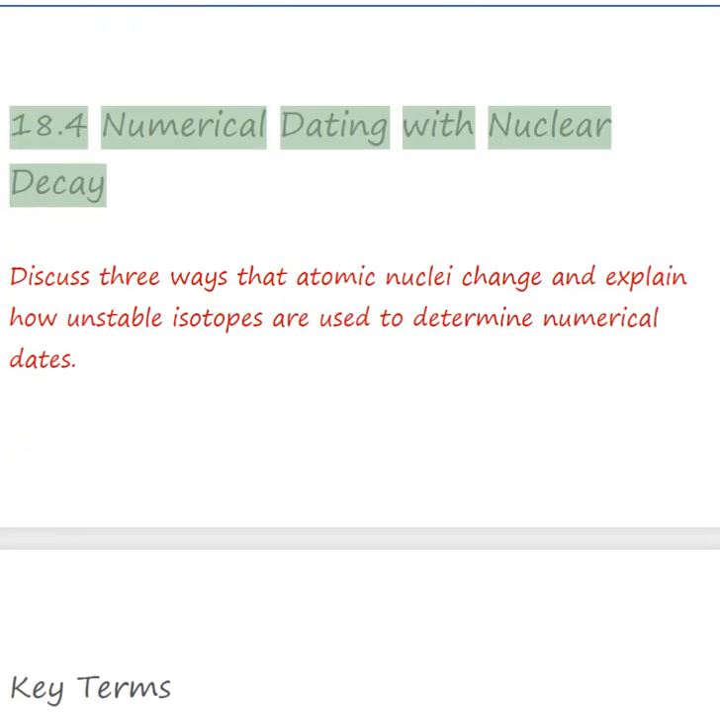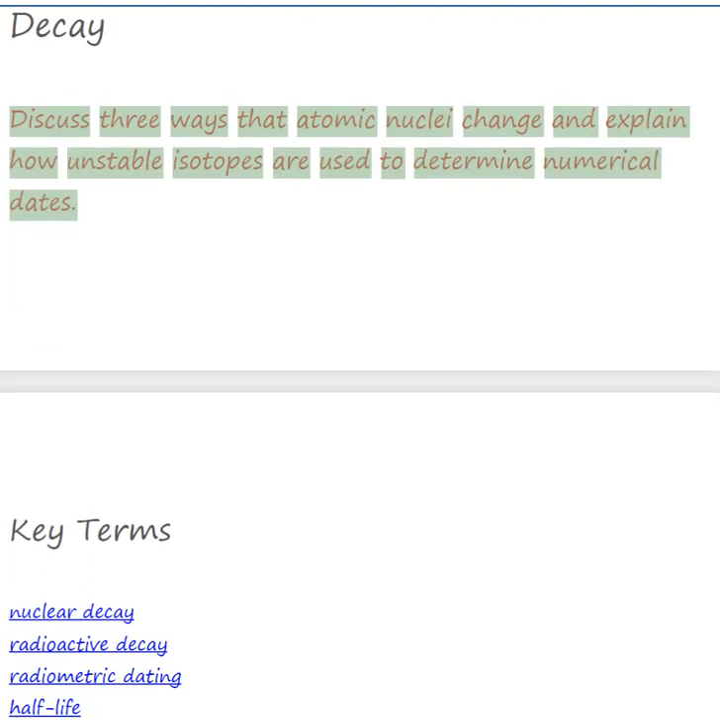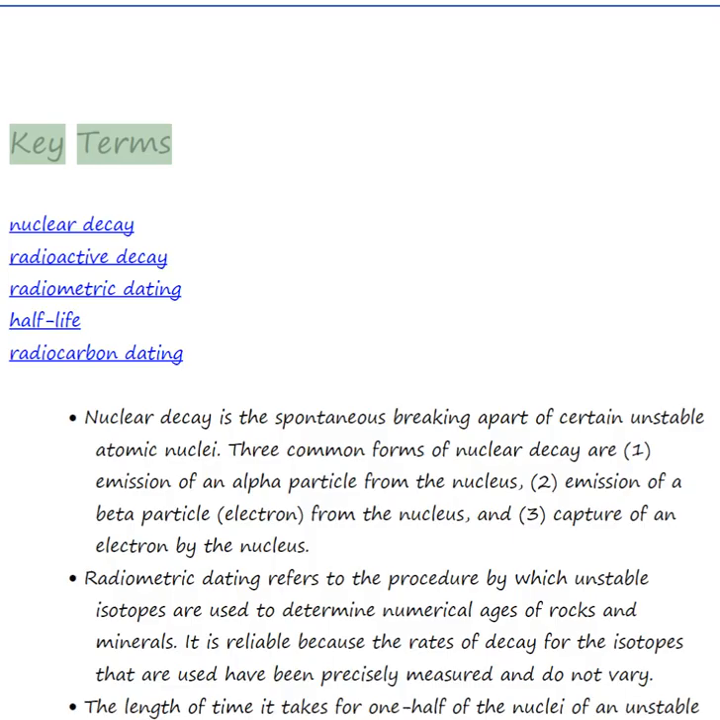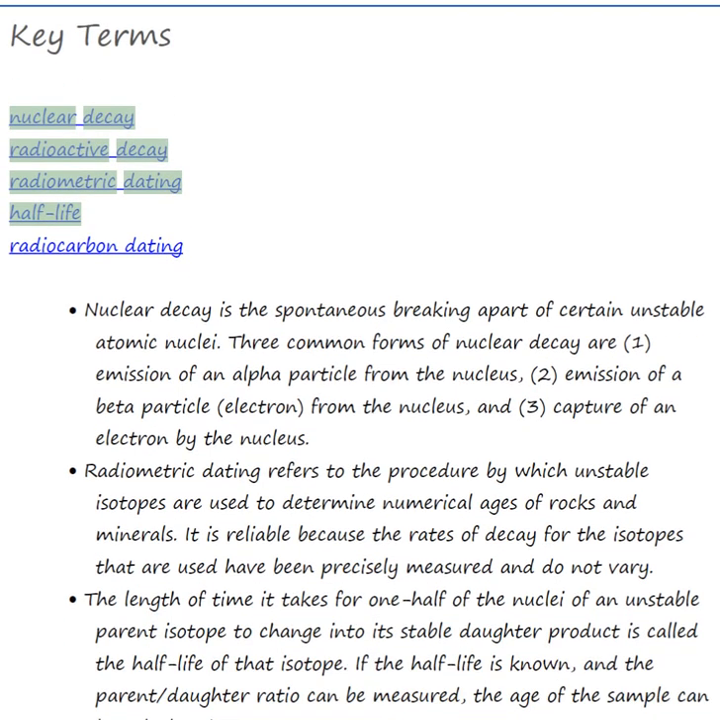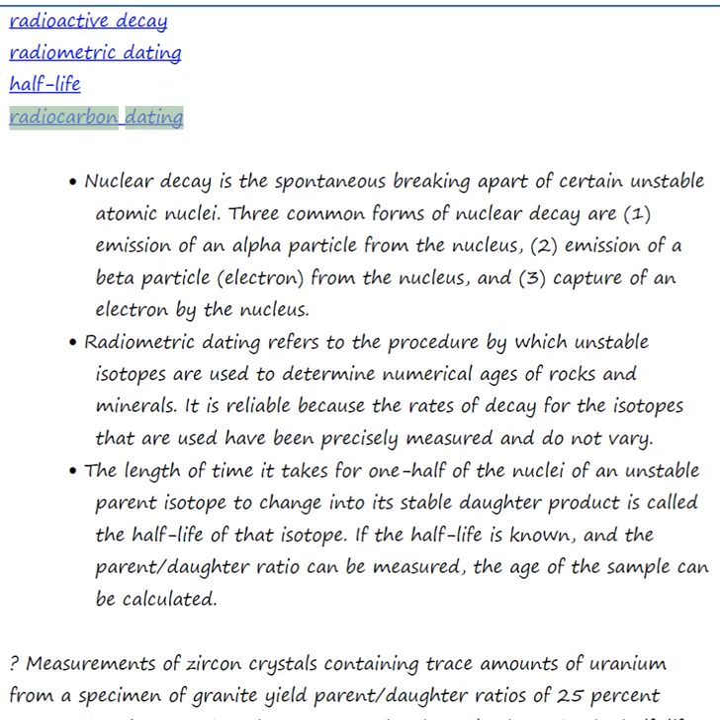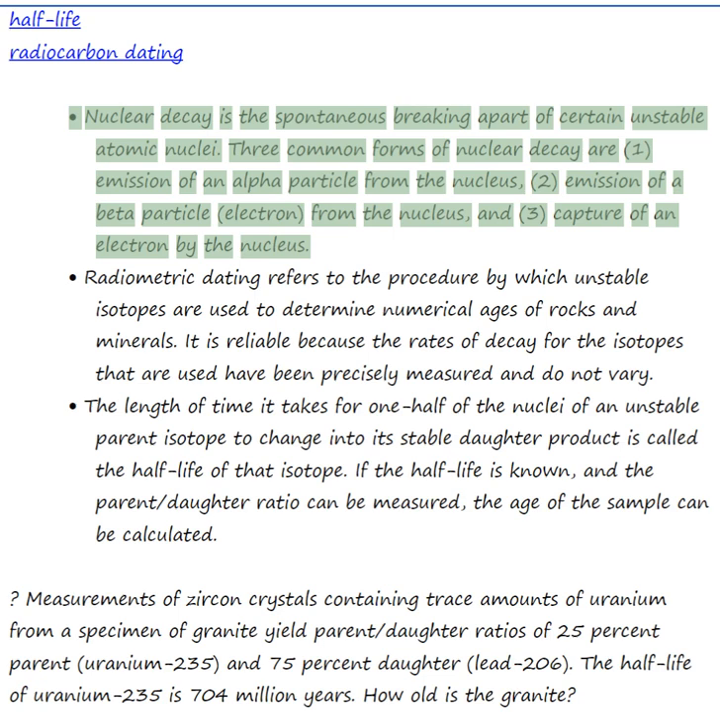18.4 Numerical dating with nuclear decay. Discuss 3 ways that atomic nuclei change and explain how unstable isotopes are used to determine numerical dates. Key terms: nuclear decay, radioactive decay, radiometric dating, half-life, radiocarbon dating. Nuclear decay is the spontaneous breaking apart of certain unstable atomic nuclei. 3 common forms of nuclear decay are emission of an alpha particle from the nucleus, emission of a beta particle from the nucleus, and capture of an electron by the nucleus.